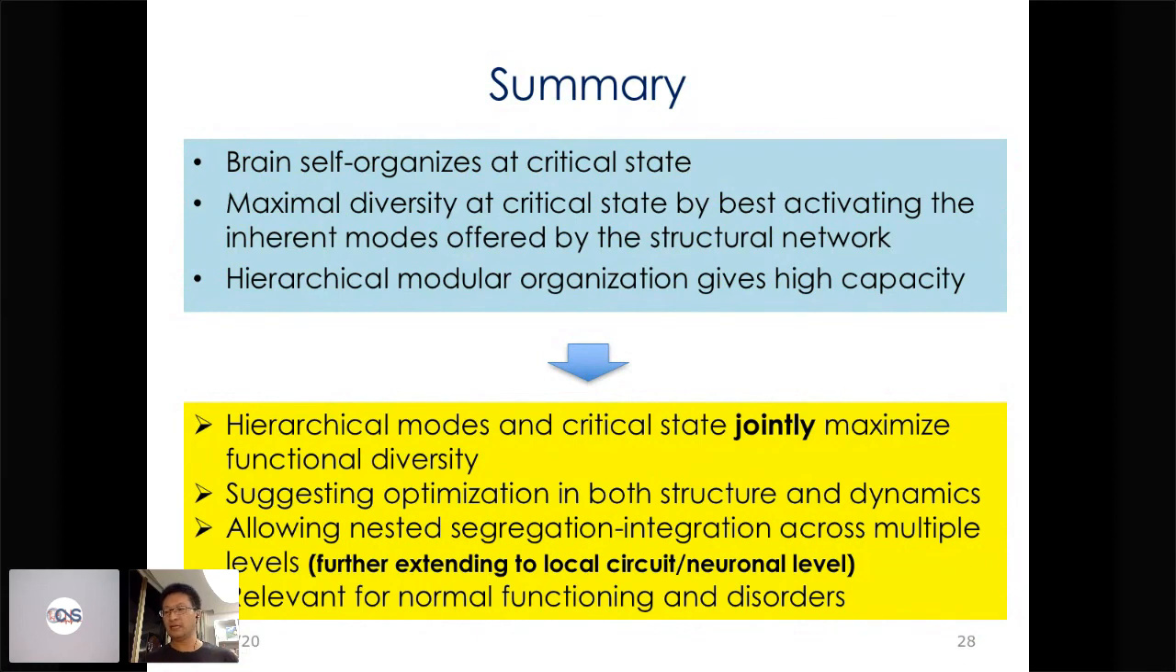It seems that normal function and disease happen together on this hierarchical modular architecture. I hope this can provide a perspective to study function and disorder together.